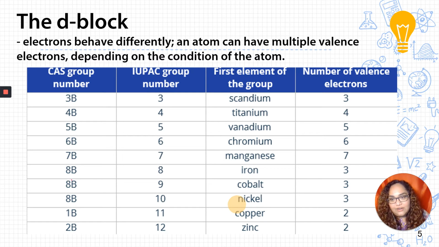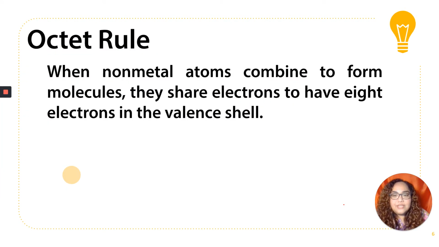But if you look here, if you see 8B, they would have 3 valence electrons. So you don't really have to memorize that. You can just refer to that image if you get a little bit lost when it comes to the number of valence electrons. Now, another thing is the octet rule.